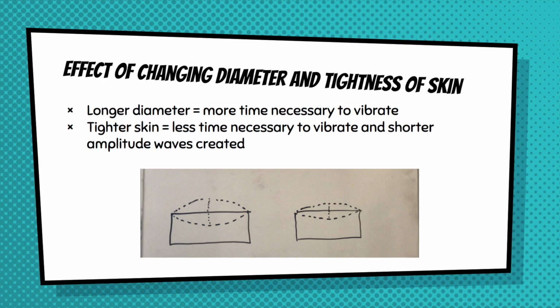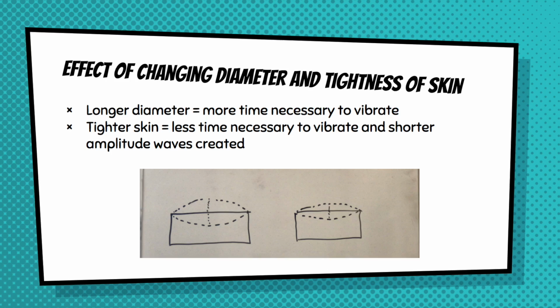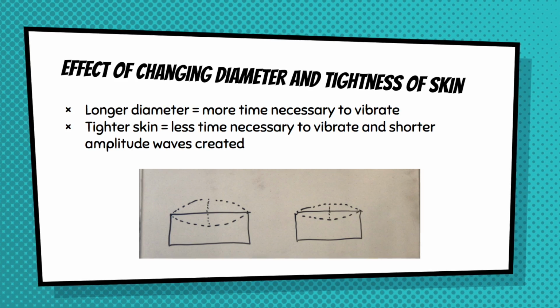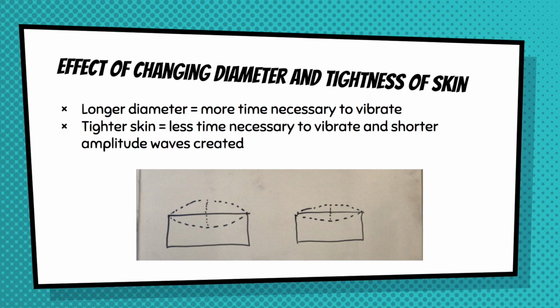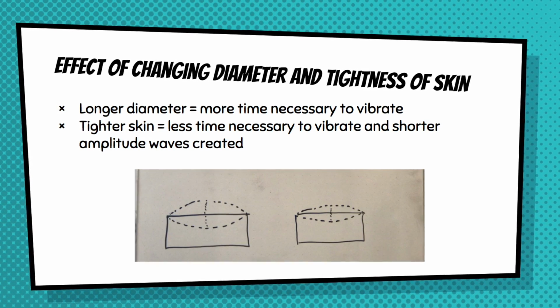The larger the diameter of the drum is, the longer it takes for the skin to vibrate back and forth. This creates much larger and slower sound waves which have a lower pitch.